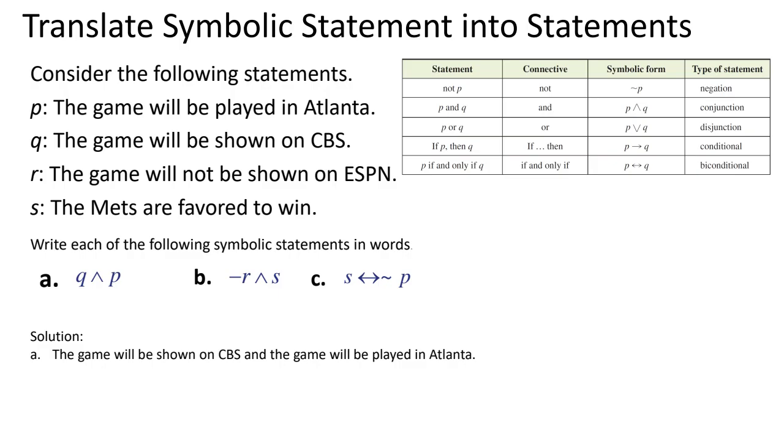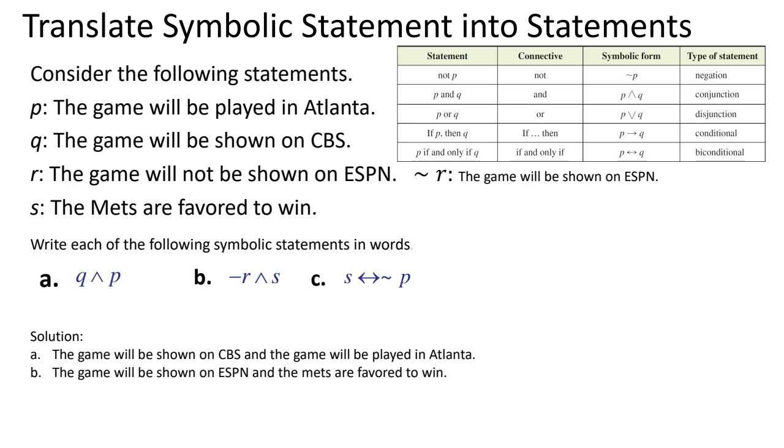So for letter B, again, I'm looking at the and preposition, which looks like a triangle, and then the negation of R. When I write this sentence, I start by writing the opposite of R. If R says the game will not be shown on ESPN, then the negation is that the game will be shown on ESPN. And then I use S, which is the Mets are favored to win. So I connect those two by using the and preposition.